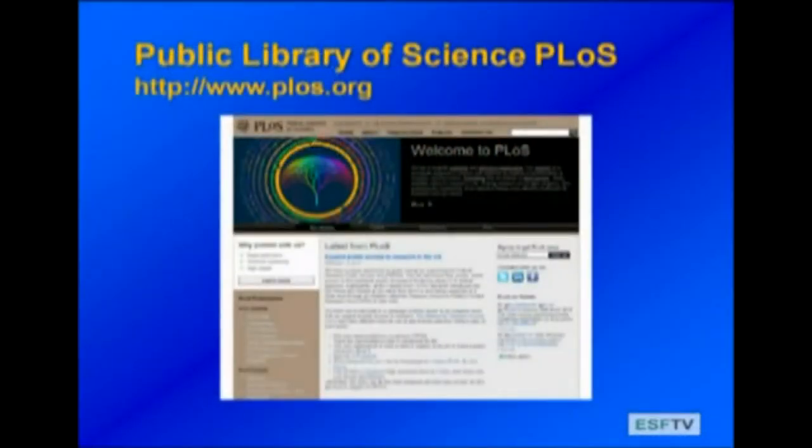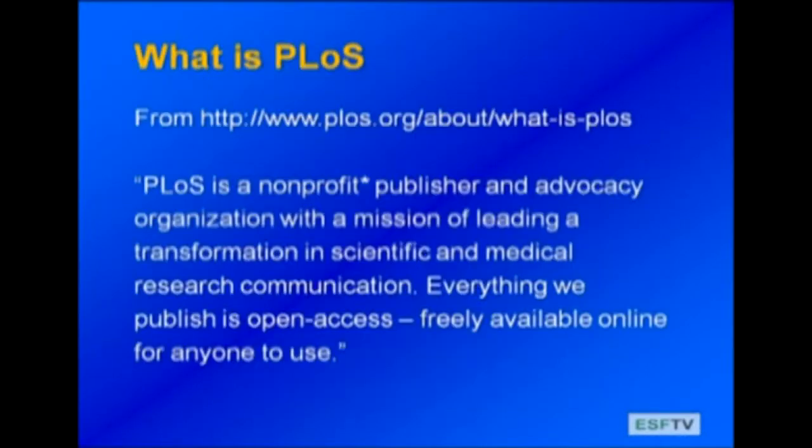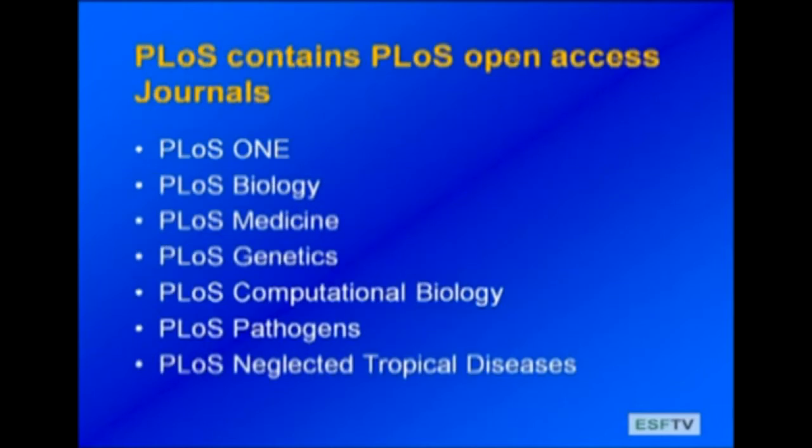The next database that we're going to talk about that's free is called PLOS, the Public Library of Science. Public Library of Science is a nonprofit publisher and advocacy organization with a mission of leading and transforming scientific and medical research communication. So the interesting thing about PLOS is they actually publish their own journals, and this is a list of their open access journals that the Public Library of Science publishes.